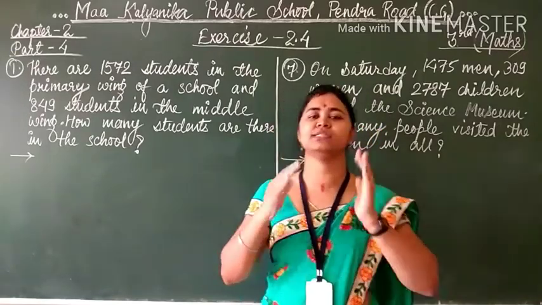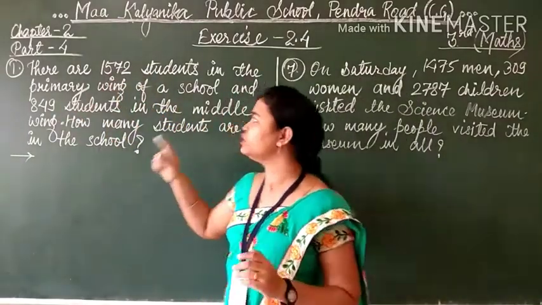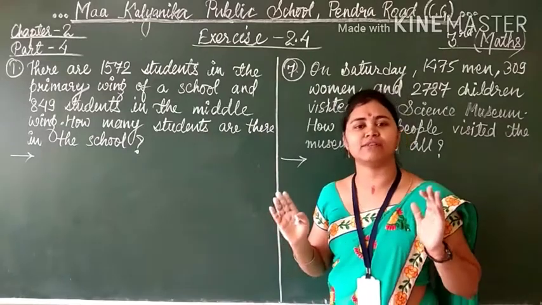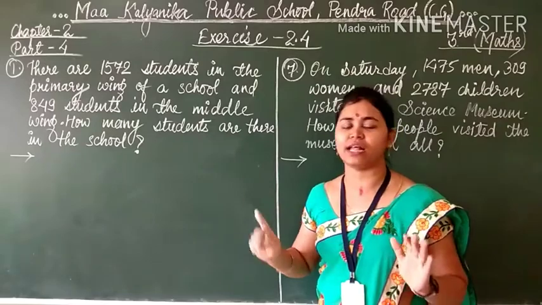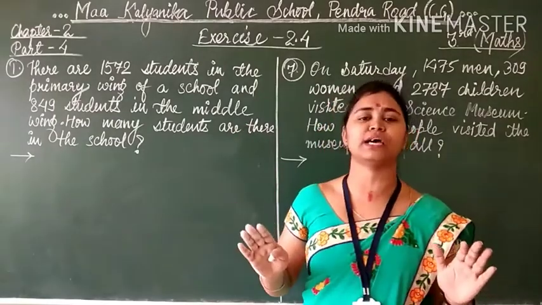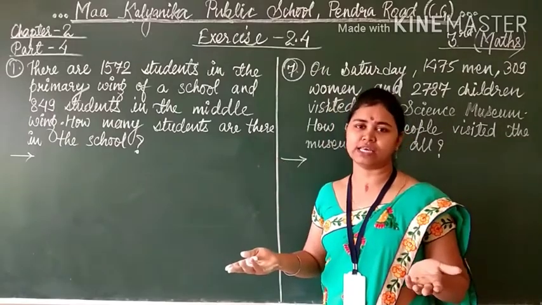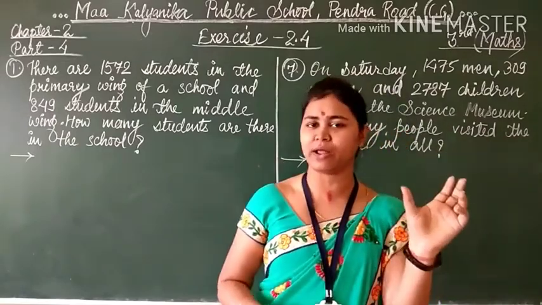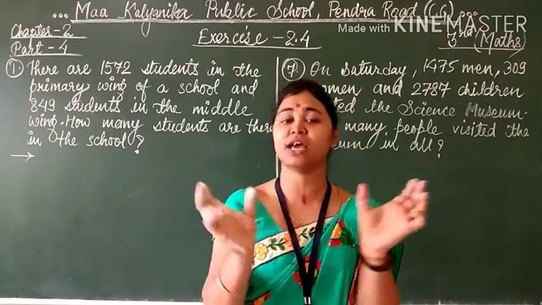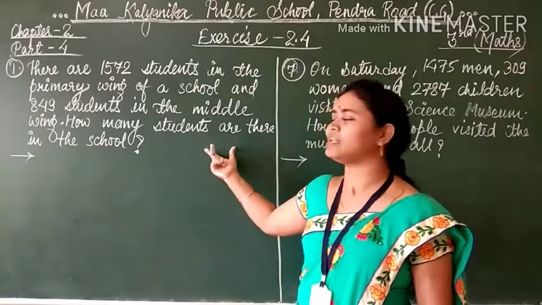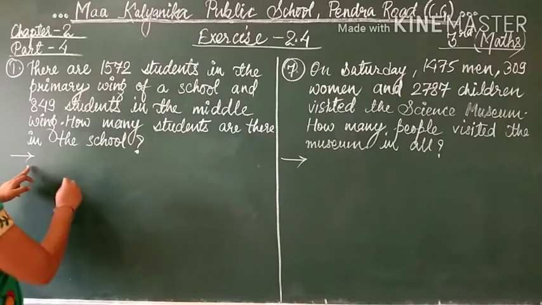So simply, you consider your school and assume this number as it is present in your school. If 1572 students are there in primary classes and 849 students are present in middle classes, so in total how many students are there? Of course this much is present in primary, this much is present in middle, so simply we have to merge them, we have to add them and we will get the total number of students. So students, see here, we will start with the statement.